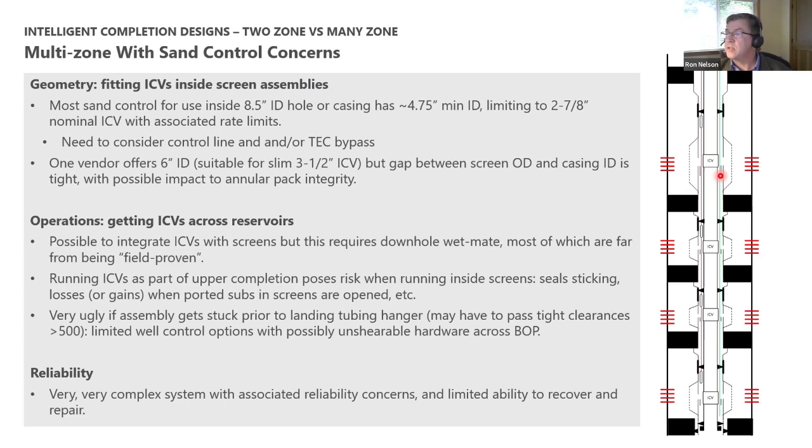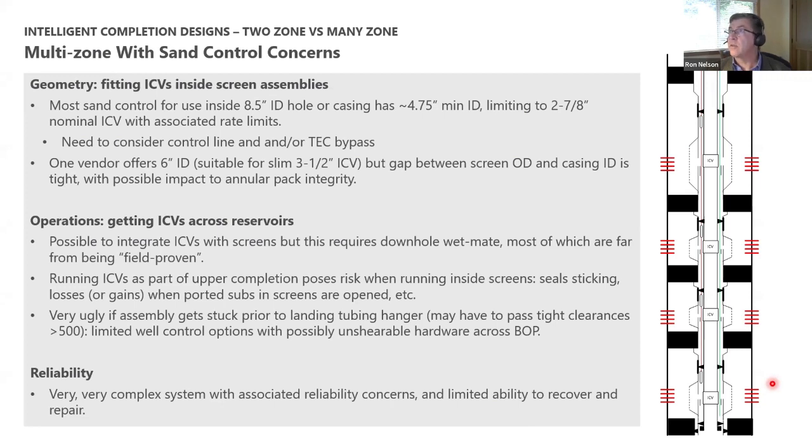You can run the ICVs as part of the upper completion, which is what we were proposing to do. That's what this is. There's an upper completion, and a tubing hanger and safety valve are all on this string as it comes down. But this poses risk when you're running these inside the screens. You might have 1,000 or 1,500 feet of screen that you're running across, and as you start entering the equipment in here, these are tight tolerances. You're opening up sliding side doors on the side. You're having fluid losses or possibly gains, and so a lot's happening as you're landing the tubing hanger.